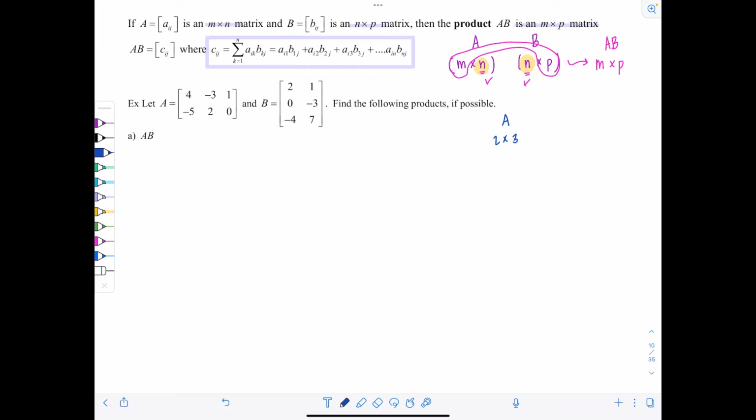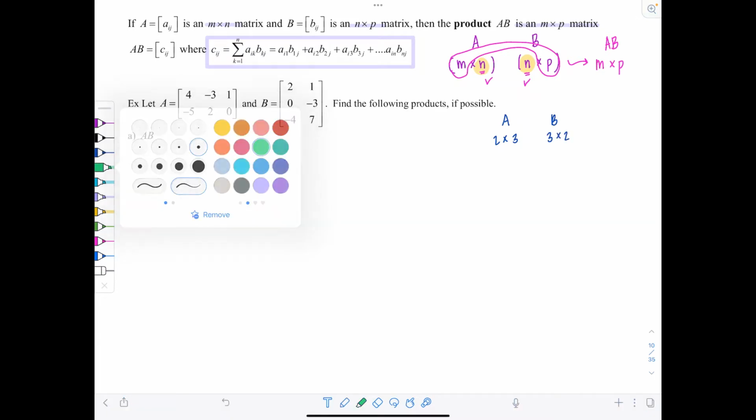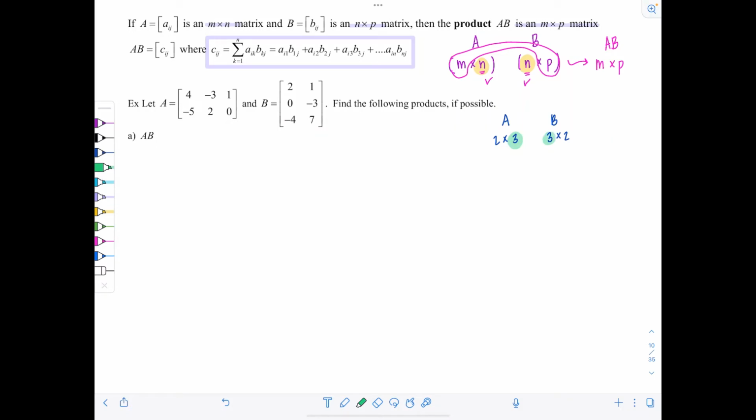And matrix B has 3 rows and 2 columns. So can we multiply these matrices? Yes, because notice these entries are the same. Columns in A is the same as rows in B. I just think those two numbers next to each other have to be the same. And then the product is going to be a 2 by 2 matrix, 2 rows, 2 columns.